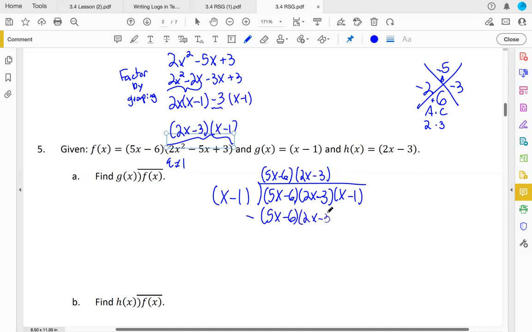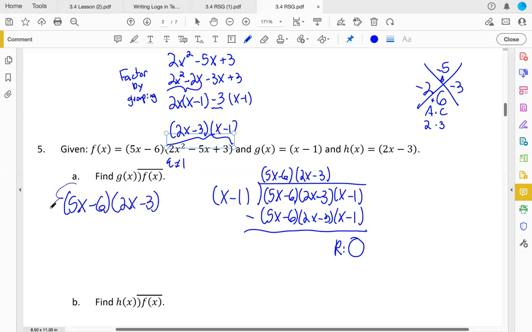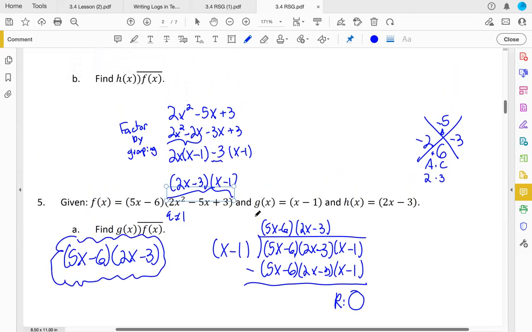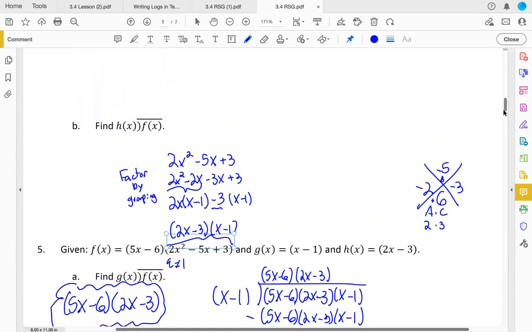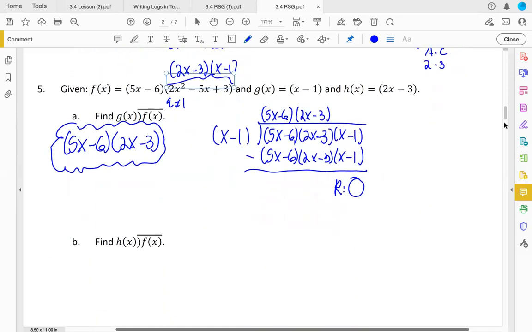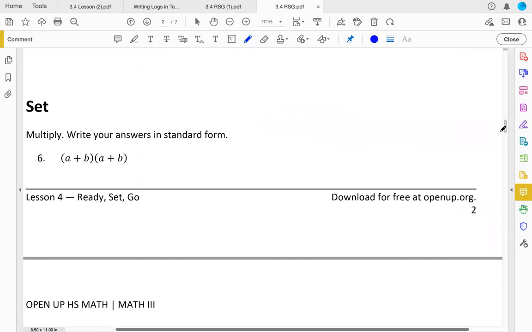If you know what you're doing, you probably don't even need to write it out like this, but I still think it's a good checkpoint to make sure that each term gets canceled. Your remainder is 0 when these all subtract from each other. So your final answer here is 5x minus 6, 2x minus 3. Probably one of the more challenging problems in the review. But again, this whole section is just getting you ready for division of polynomials, long division in particular.